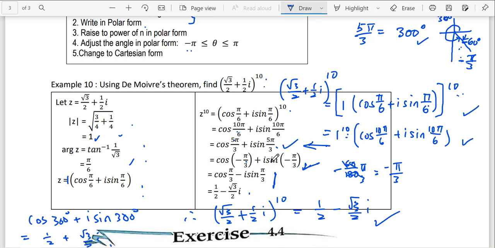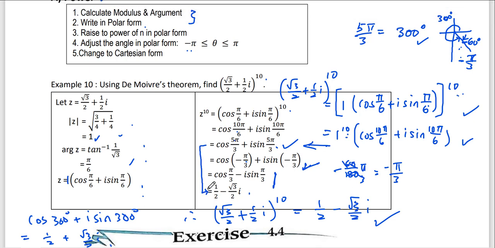Actually, if they didn't ask you to simplify, you can straight away press the calculator from here and you will get this. You try pressing cos 300 and then sine 300. Can you get 1 over 2 and negative root 3 over 2?